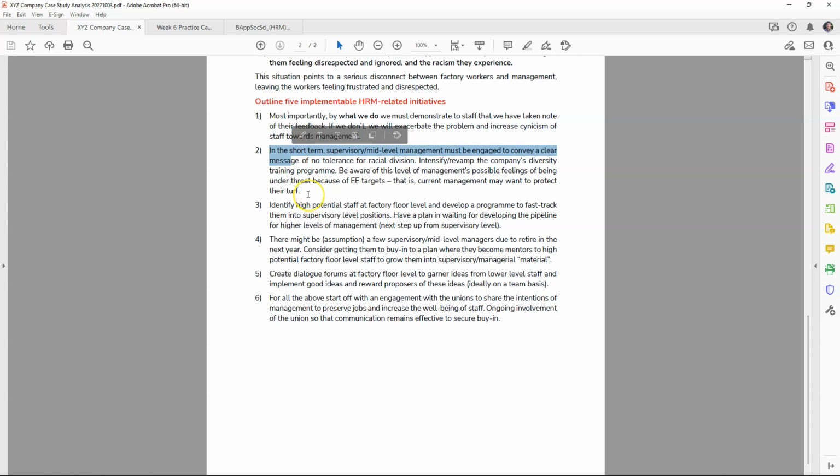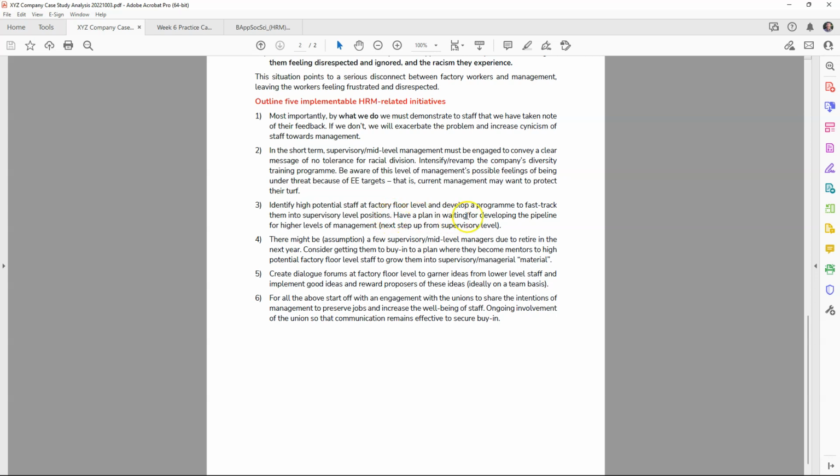There could be various ways to manage that. Among others, to manage that problem of representation, what could happen is to identify high potential staff at factory floor level and develop a program to fast track them into supervisory level positions. And you don't just put them in those positions, because you could do that and set them up for failure. You must give them proper training, mentoring from existing staff that have been around for a while, and so on. So it must be an initiative that is properly designed.